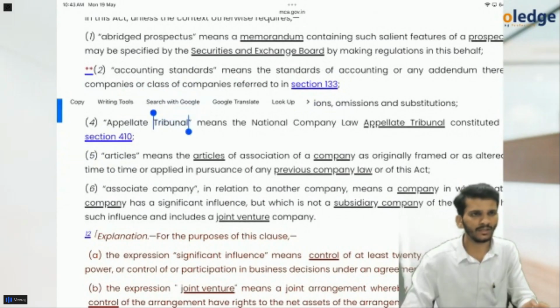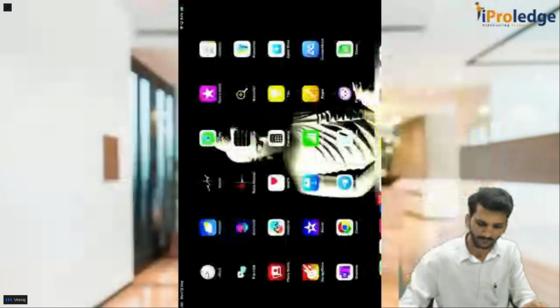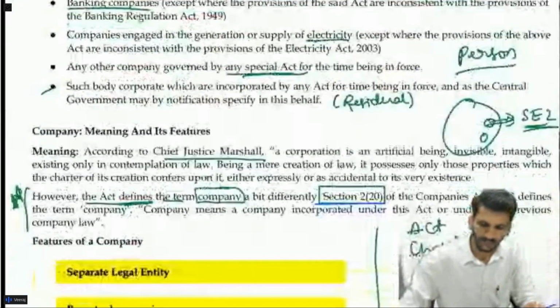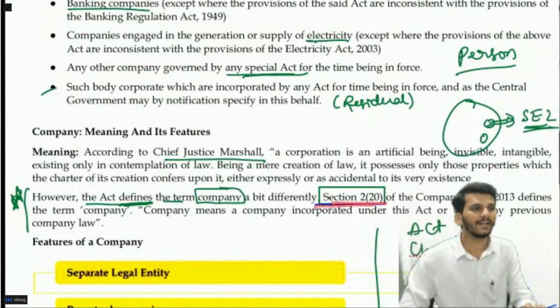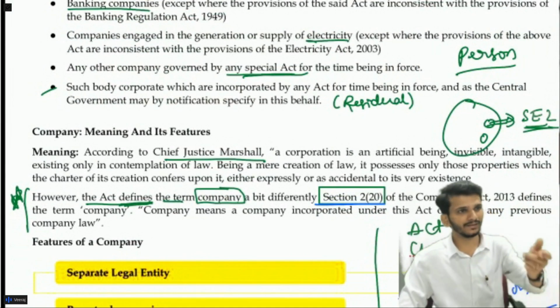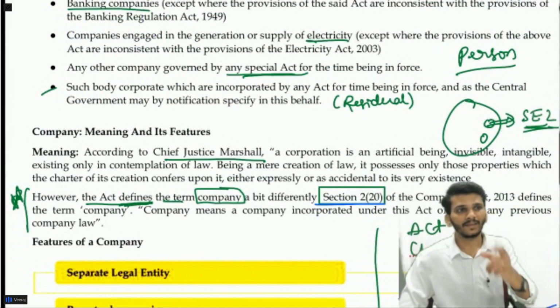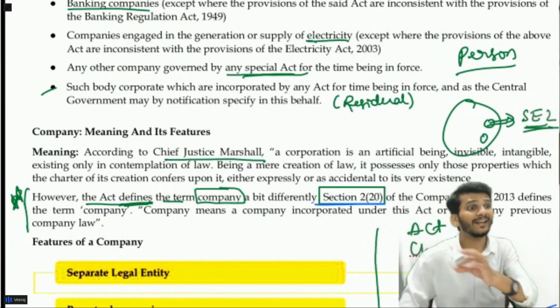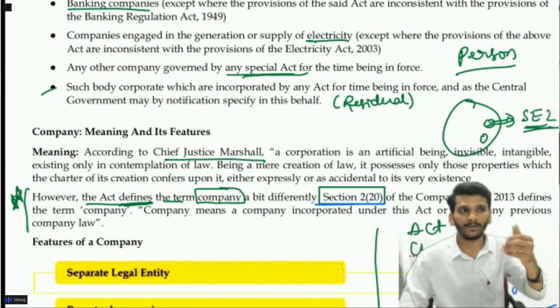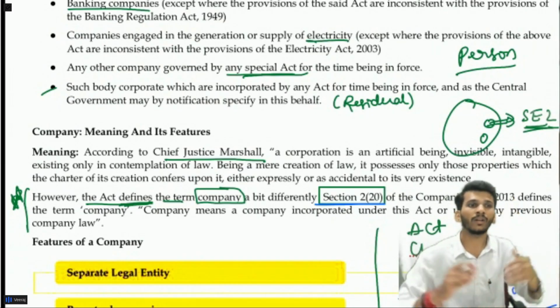That means if you see here, all the four subparts are speaking about something else only. So whenever I read this, I read it as section 2 clause 20. Sir, why clause? Because under section 2 whatever they are speaking in the subparts, they're totally speaking about totally unrelated matters. One clause is talking about abridged prospectus, one clause is talking about alteration, one thing is talking about accounting standard. It is totally unrelated matters.